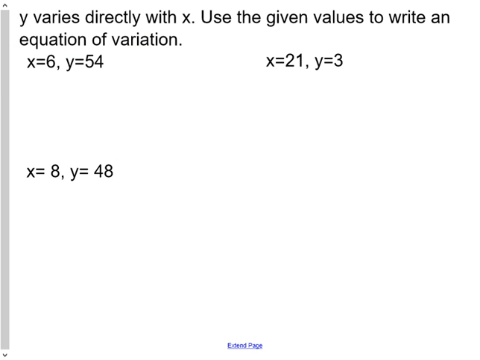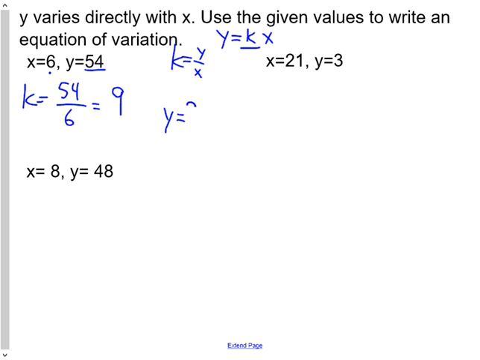We've got a couple more examples before moving on to 4.8's lesson. We've got x is 6 when y is 54, and again, same direction. We're going to have k equals y over x, and our final answer should look like y equals k x. So k equals 54 over 6, and I get 9, k equals 9. So my final answer is going to be y equals 9x.